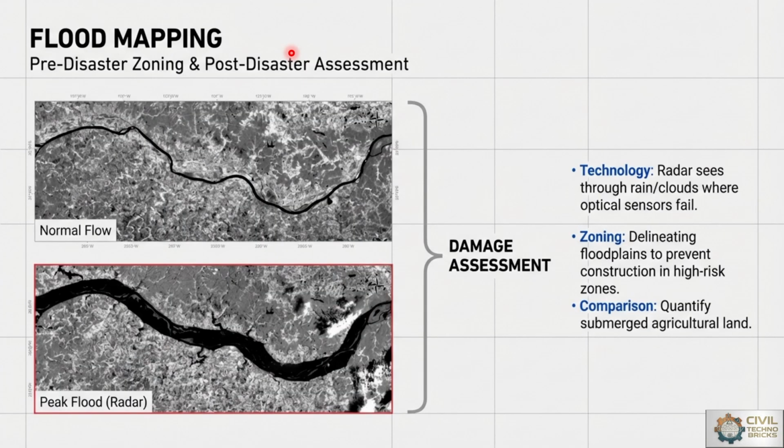Then the most important point will be flood monitoring. Here we see the pre-disaster zoning and post-disaster assessment. Now this is the actual normal flow of the river, and this is the actual peak flood flow of the river, which will be calculated or captured by the radar. We have to analyze the normal flow with reference to the peak flood, that is the pre-disaster zoning and post-disaster assessment. So this overall combined damage assessment is based on technology, zoning, and comparison.